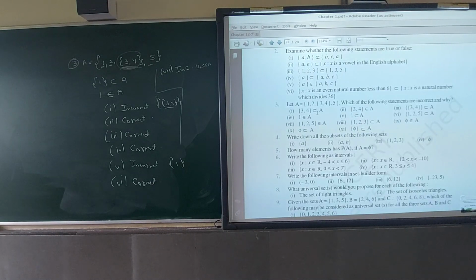Ninth one, 5 is a subset of A, 5 belongs to A. Is it correct or not? Now two questions are there, 9th one and 10th one. Which option is correct? What do you think? 9th one or 10th one? Anyone knows that answer? Then write in your notebook which option is correct. Then I will just tell you.